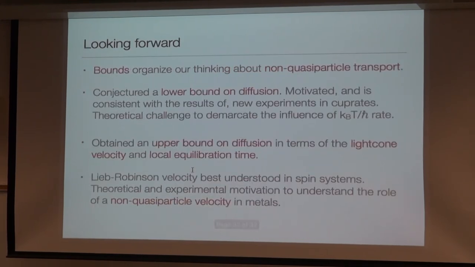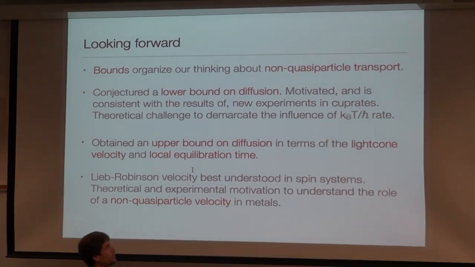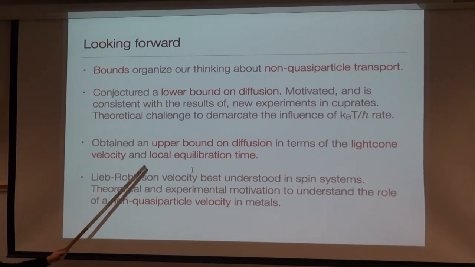Let me stop. The conclusions are that bounds can organize our thinking about non-quasiparticle transport. At first, we conjectured the lower bound on diffusion, which has now been motivated and is consistent with the results of new experiments in cuprates. There's a theoretical challenge here, which is to understand when this timescale is important. Then I talked about an upper bound on diffusion in terms of the light cone velocity and a local equilibration time. And finally, to end with a challenge, this Lieb-Robinson velocity is best understood in spin systems.